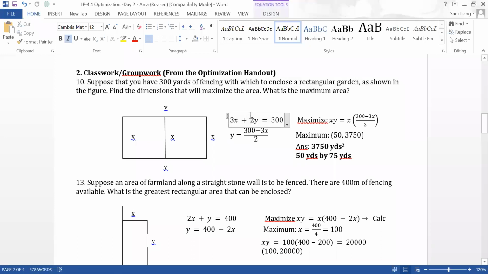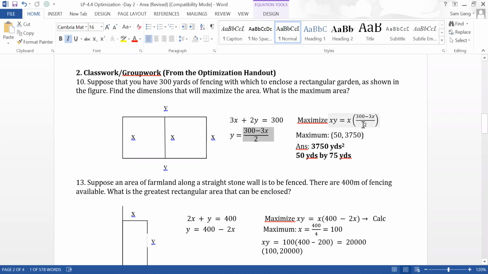And then at this point, we're going to isolate one of the variables, so I decided to isolate y. So you can do 300 minus 3x, divide that by 2, and that's equal to y. But the area itself is x times y, so that'll be x times this expression here, 300 minus 3x divided by 2. And then at this point, you have to use your calculator.